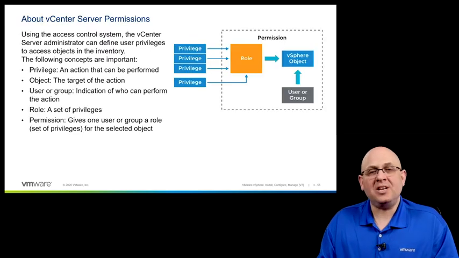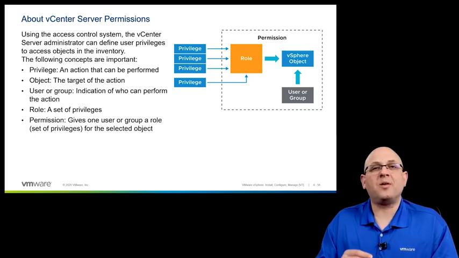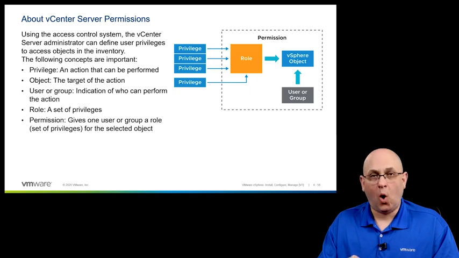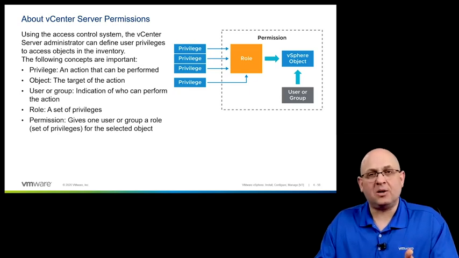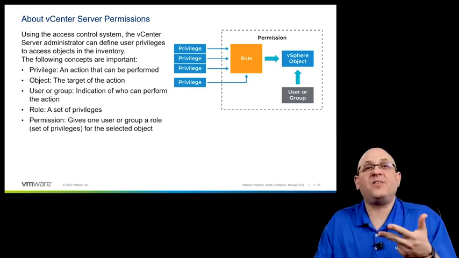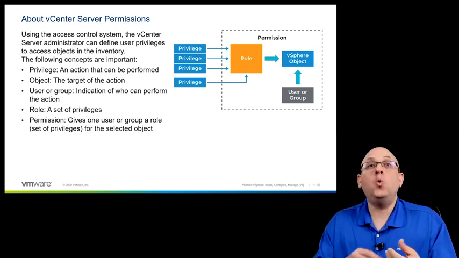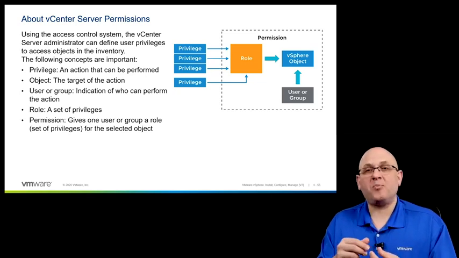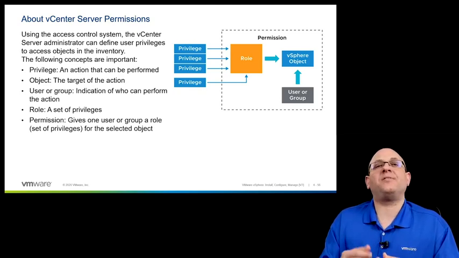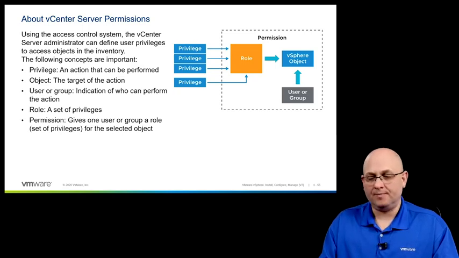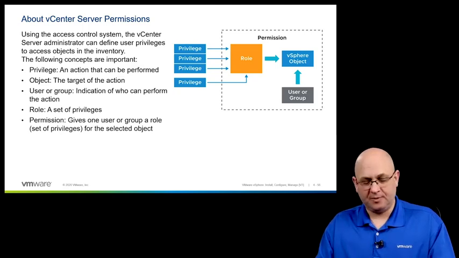So a permission in the context of vCenter requires 3 different things. It requires a role, it requires a user, and it requires a vSphere object. Okay? Think of it as the who, what, and where of permissions within vCenter. Now, relative to that, there are a few things that we should actually define before we move on. The first thing is a privilege.